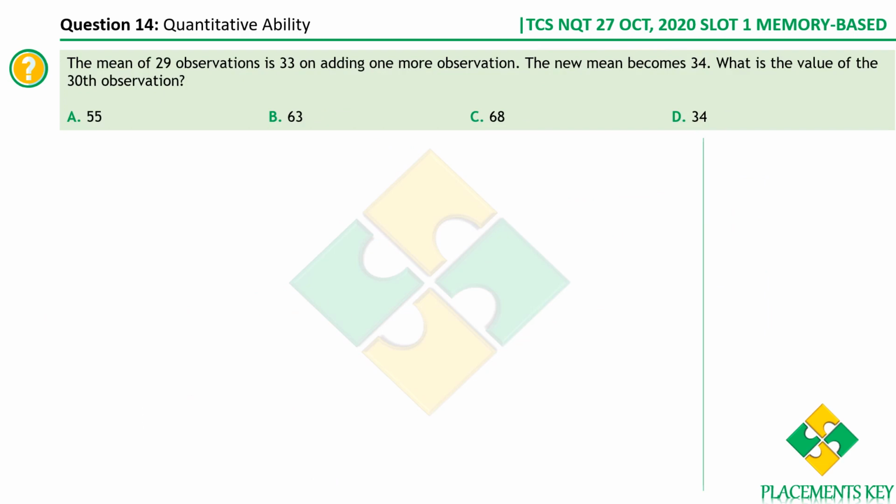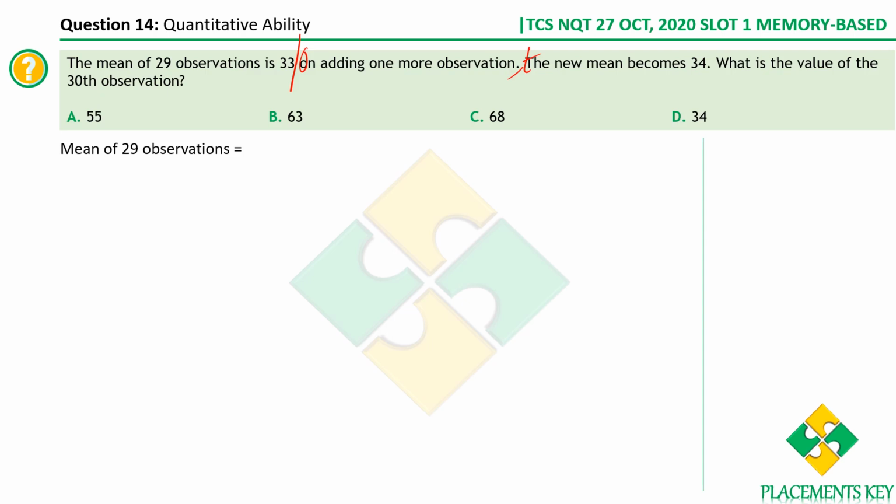Mean of 29 observations is 33. On adding one more observation, I'm sorry, this is how the question should be. Mean of 29 observations is 33. Now on adding one more observation, the new mean becomes 34. What is the value of the 30th observation?